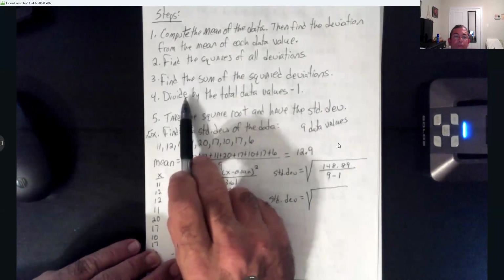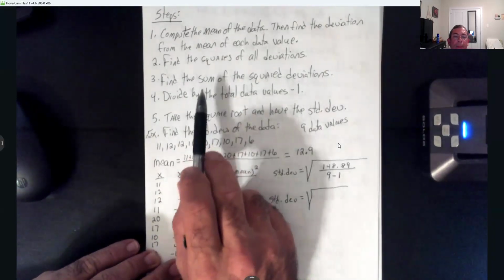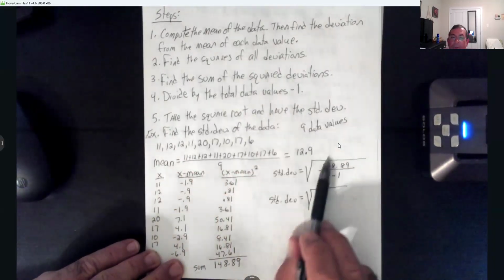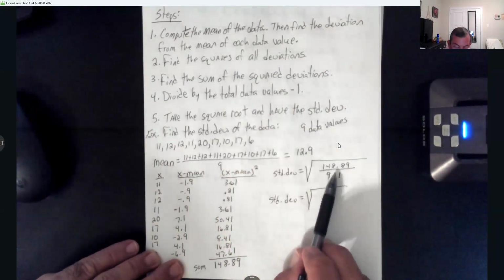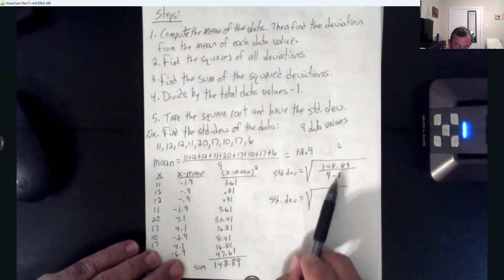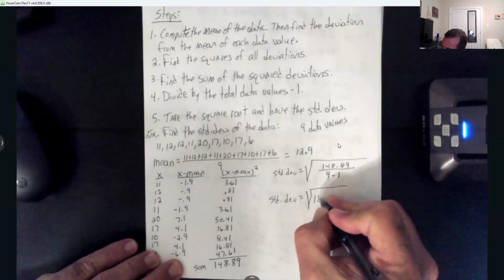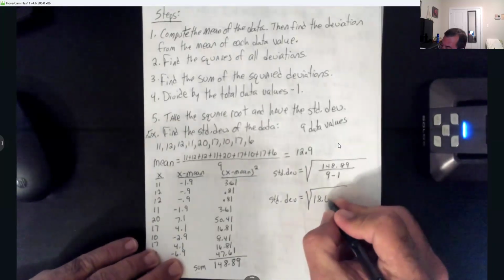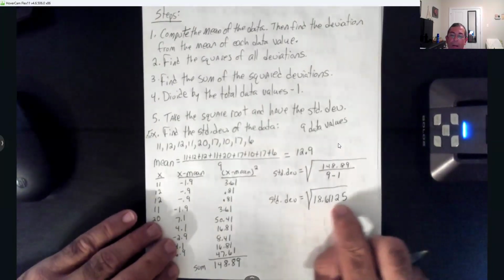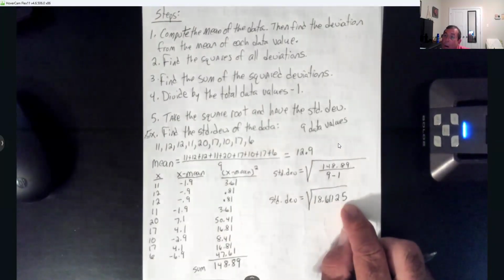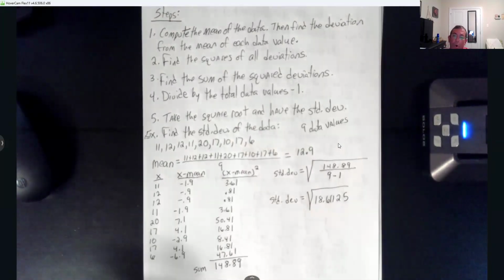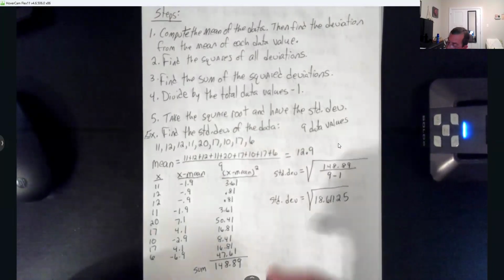So notice my first move: divide by the total data values minus 1. So we're going to divide this part. 148.89 divided by 8 basically gives you 18.61125. So I'm just going out a lot of digits so that I can be more accurate. The more digits you have after the decimal, the more accurate your answer will be.